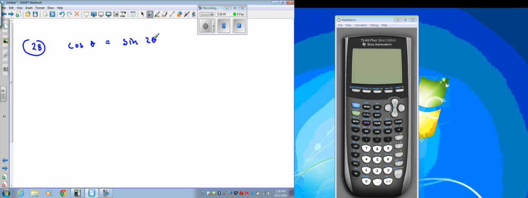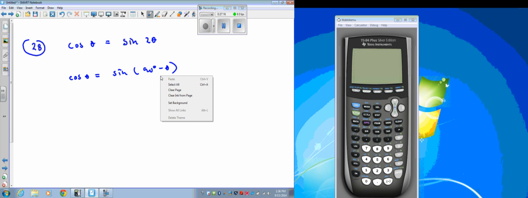Now, cosine and sine are cofunctions, right? So if I wrote this cosine theta in terms of the cofunction, I'd write the sine of 90 degrees minus theta, right? And that's true. But now, the sine of 90 degrees minus theta is equal to cosine. Cosine is equal to this. Therefore, 90 degrees minus theta is equal to 2 theta, right?